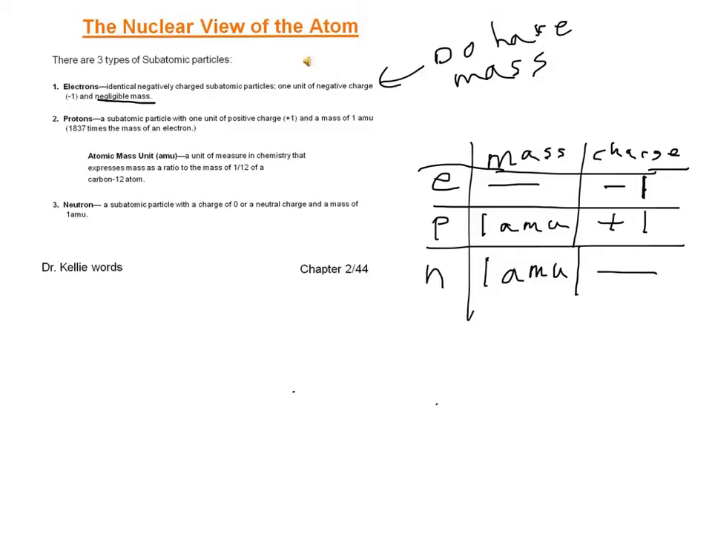One last thing I do want to point out is, remember how I said that the proton has significantly more mass than that of an electron? A proton's mass is about 2,000 times the mass of an electron. That's why when we're calculating the mass of an atom, we really only look at the protons and neutrons and ignore the electron's contribution.